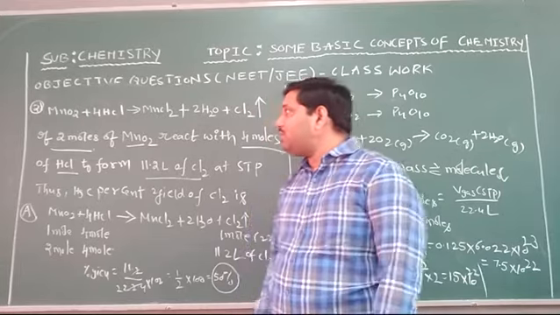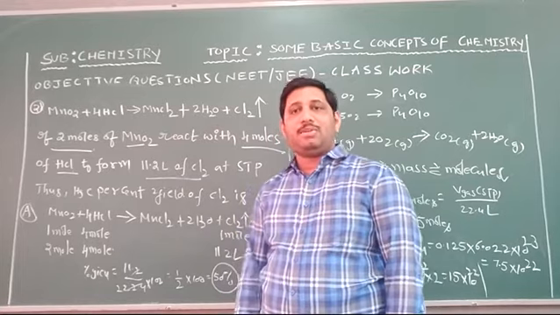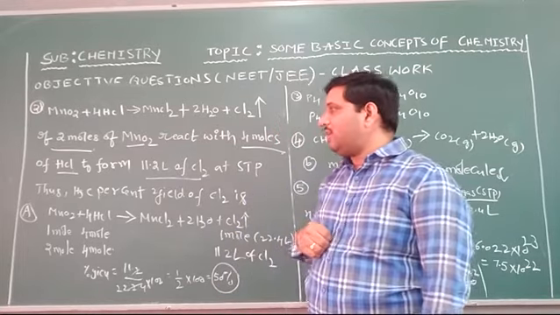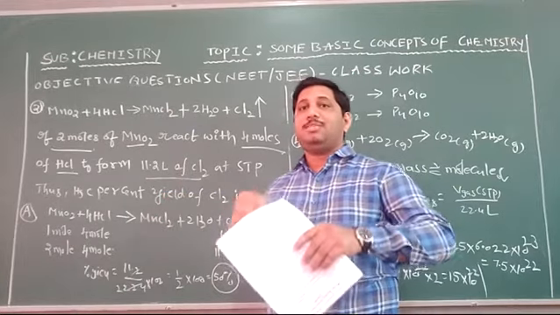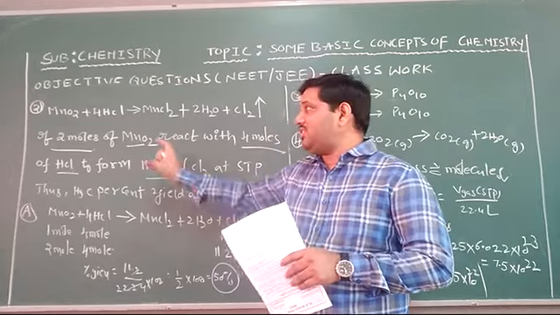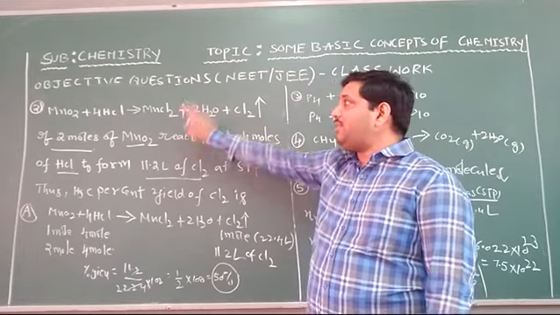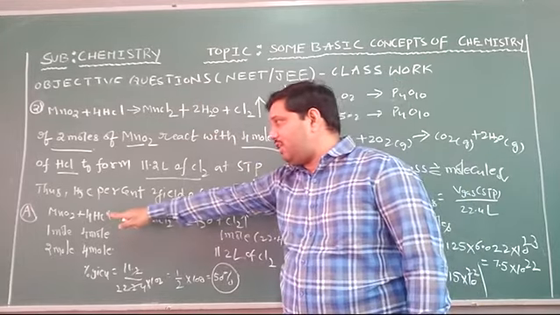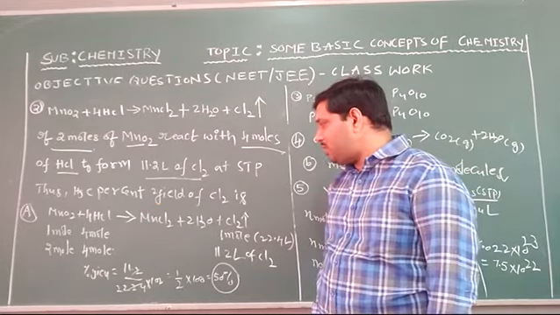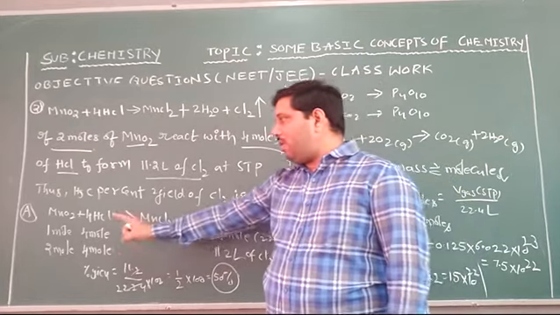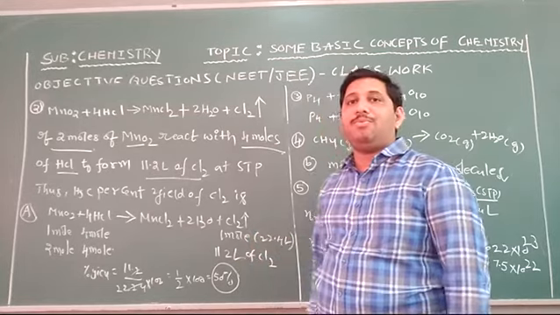Once again, students, if 2 moles of manganese dioxide react with 4 moles of HCl to form 11.2 liters of chlorine gas at STP, what they are asking is the percent yield of chlorine. How much percent yield of chlorine is present for this reaction? Dear students, according to the given chemical reaction, MnO2 plus 4HCl gives MnCl2 plus 2 moles of water plus chlorine. 1 mole of manganese dioxide reacts with 4 moles of HCl to form 1 mole of chlorine.